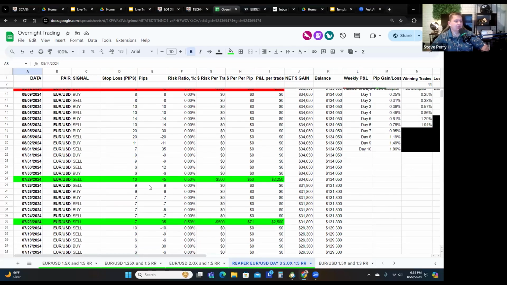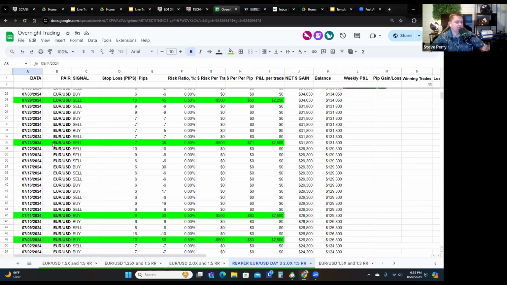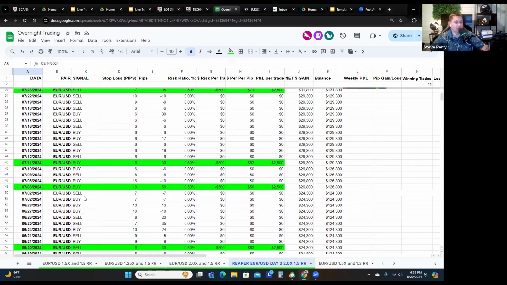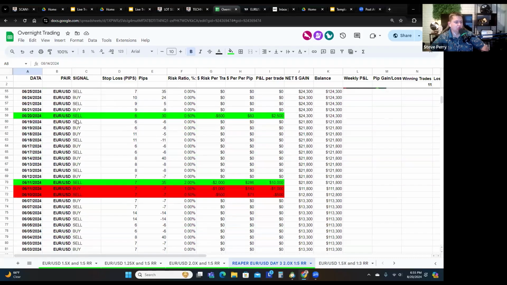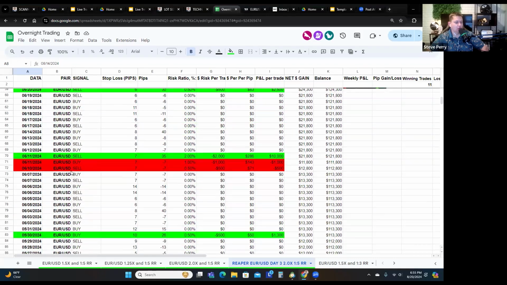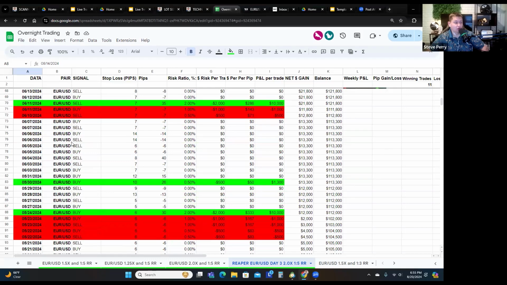And then in July, it took 1, 2, 3, 4 trades. All the trades in July were winners, though, which was kind of interesting. June, it took 1, 2, 3, 4, just 4 trades in June, right?